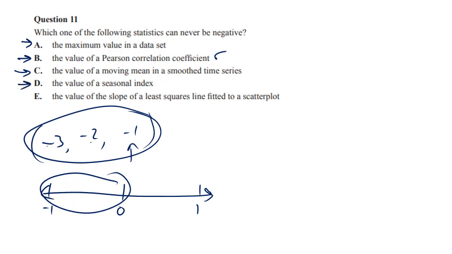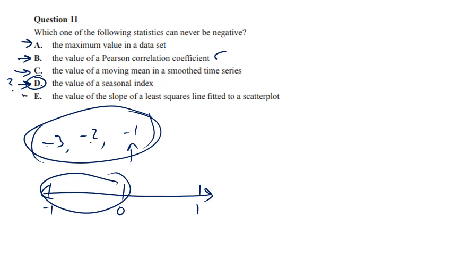D, seasonal index. That is actually the correct answer. Seasonal index, because you're always dividing things. But if you're not sure about these things, what I always do is I go, I think, question mark on D. I'm definitely sure about A, B, and C. Let me have a look at E.